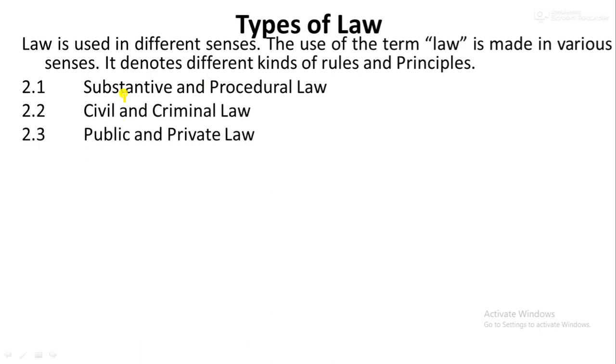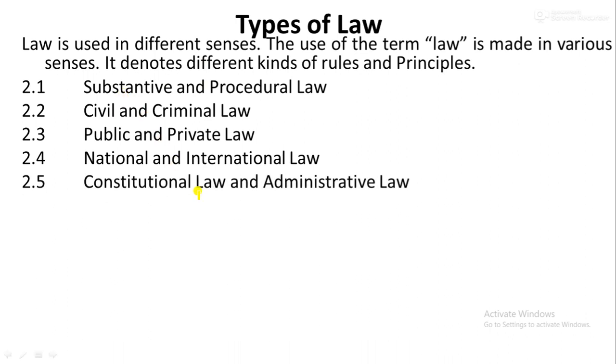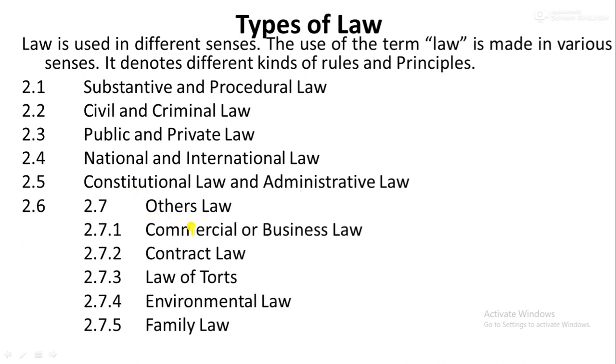criminal law, public law and private law, national law and international law, constitutional law and administrative law, and other laws: commercial or business law, mercantile law, contract law, law of torts, environmental law, and finally family law. So in total, how many laws? 1, 2, 3, 4, 5, 6, 7, 8, 9, 10, 11, 12, 13, 14, 15, 16, 17 laws.